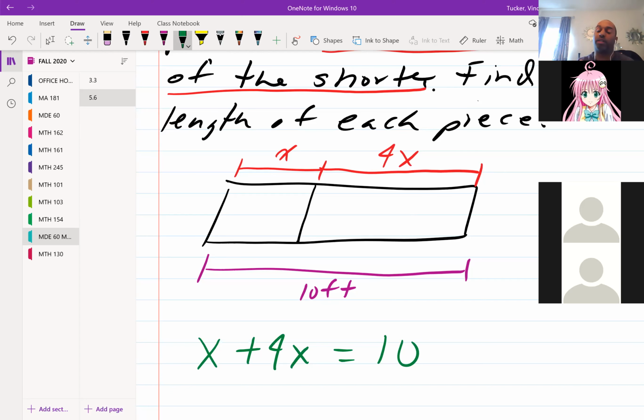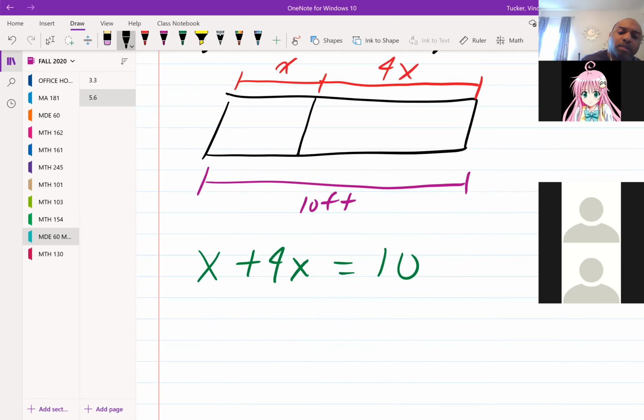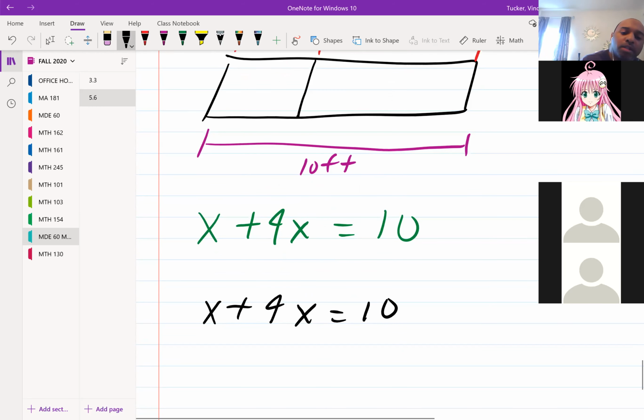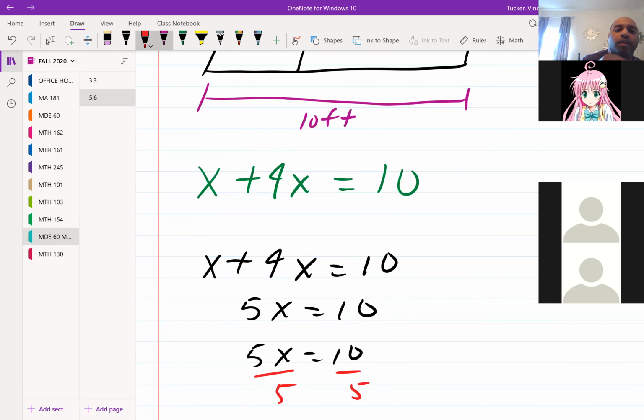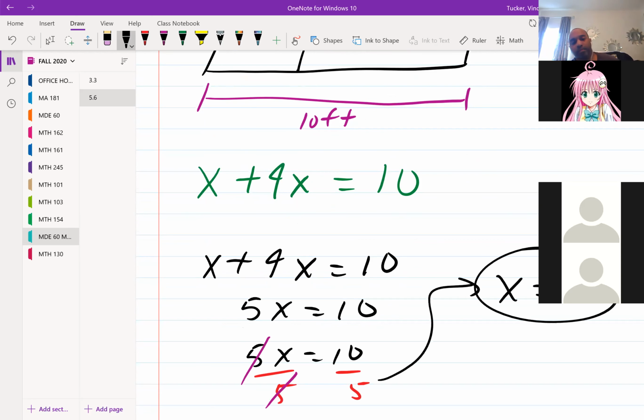Because once you have your equation set up, then you will go ahead and solve. X plus 4X is 5X, equals 10. We're going to divide top and bottom by 5. I think I heard somebody say that. And X is equal to 2.